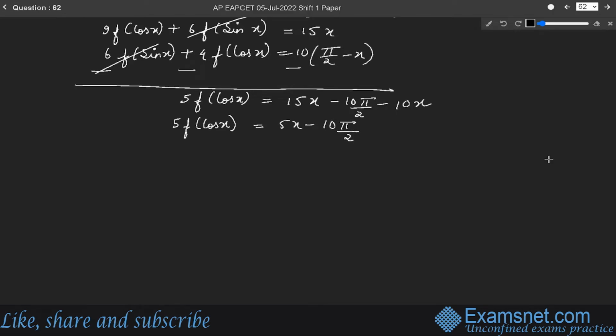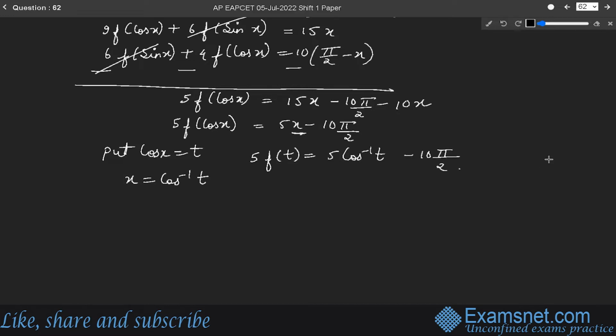Now put cos x is equal to t here. So x will be equal to cos inverse t. Therefore 5f of t will be 5 into cos inverse t minus 10 pi by 2. Taking 5 common from the left hand side and right hand side, it becomes f of t is equal to cos inverse t minus 2 pi by 2. So f of t will be equal to cos inverse t minus pi. This 2 and 2 will be cancelled.